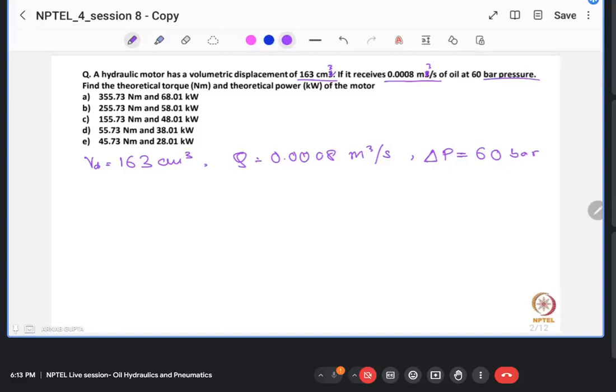So you're asked to calculate the theoretical torque and the theoretical power of the motor. If you know the formula, then it's fine. You can directly plug into it. But in case you are not able to recall the formula, then there's one thumb rule. Basically, for a hydraulic motor, suppose this is your motor, this is the particular fluid power symbol for motor.